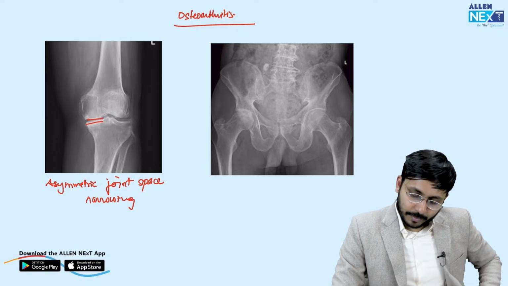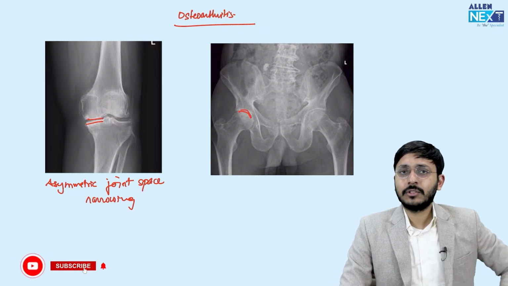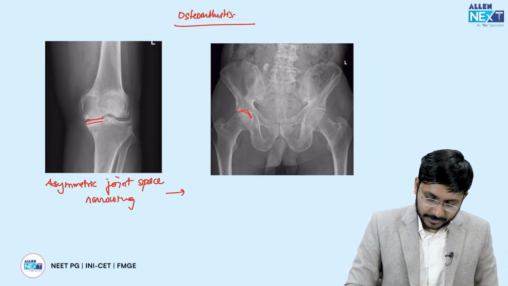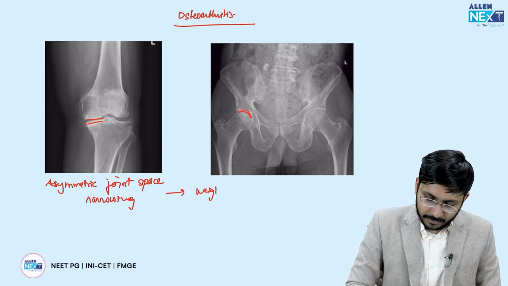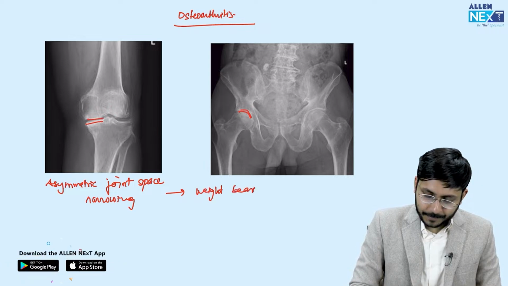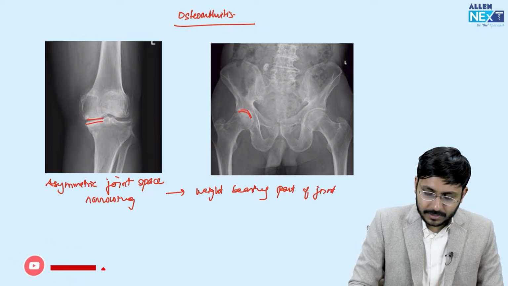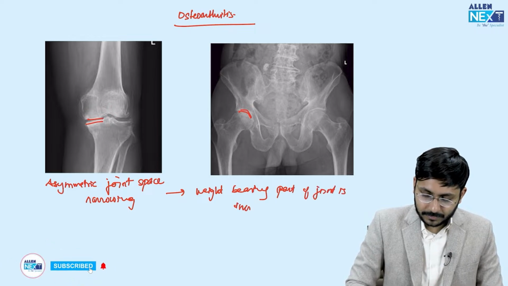On the hip, the superior compartment is the weight bearing part. So in the hip, the superior compartment is involved. So asymmetric joint space narrowing, the weight bearing part of the joint is involved.